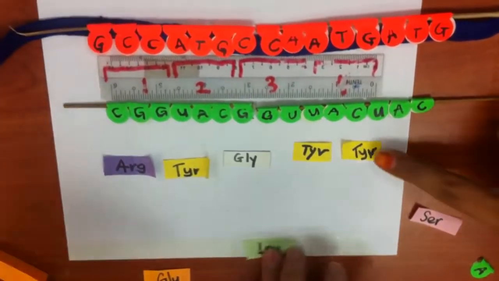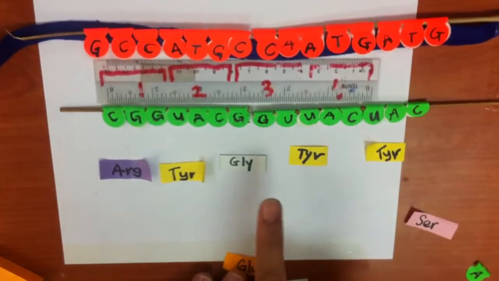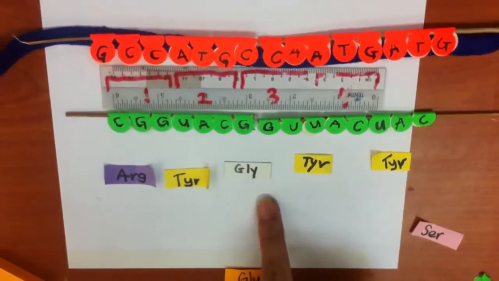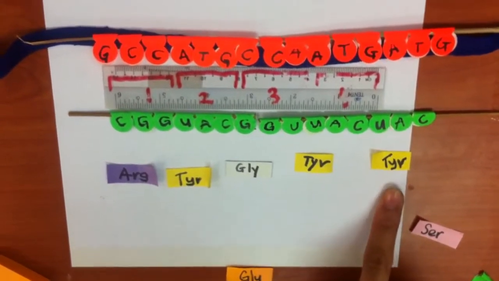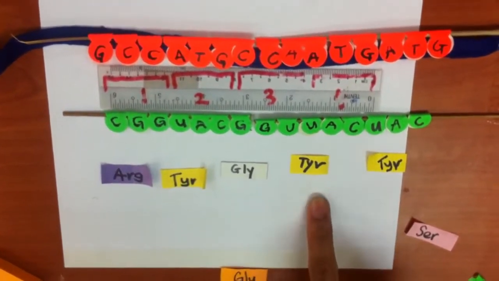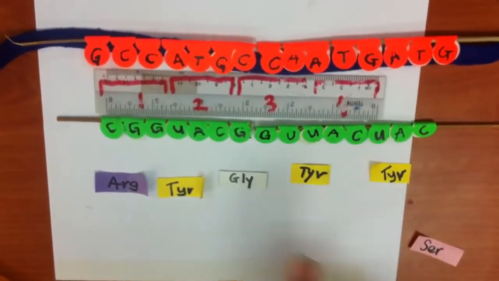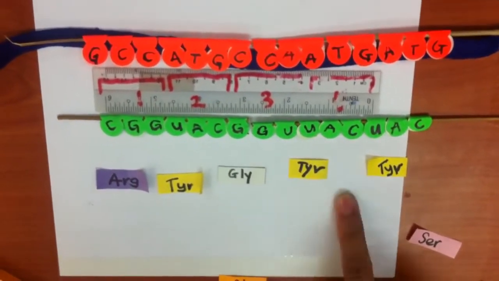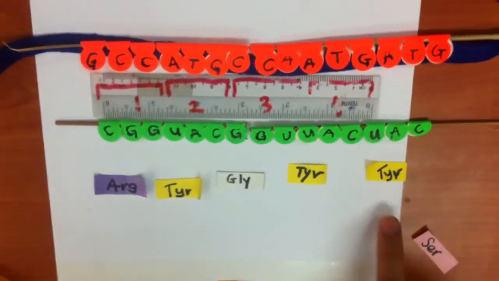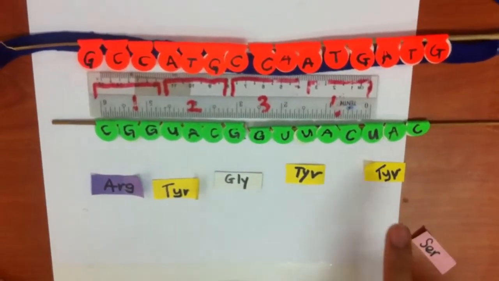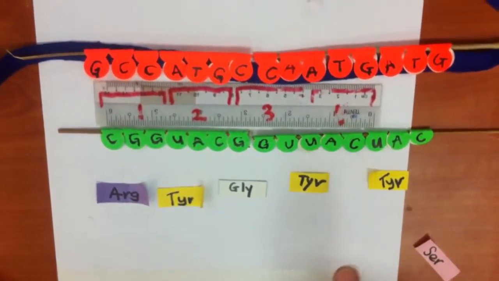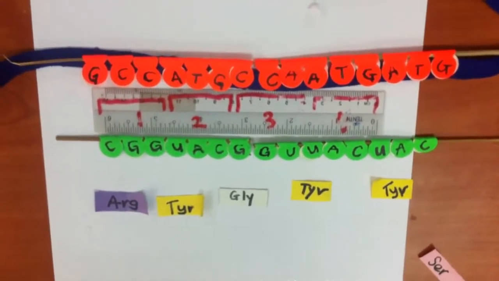So as you can see, the amino acid now is different from the point of mutation. So before that, arginine, tyrosine, glutamic acid, leucine, and serine. Now it is arginine, tyrosine, glycine, tyrosine, and tyrosine. So from the point of mutation, the amino acid sequence is changed. So this is a serious effect to the person who has this mutation. It will cause frame shift mutation.